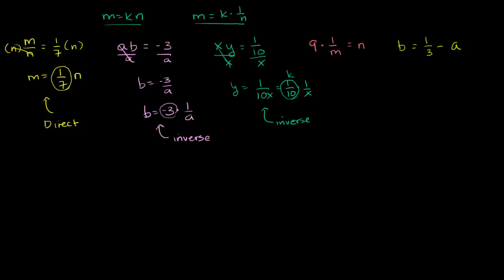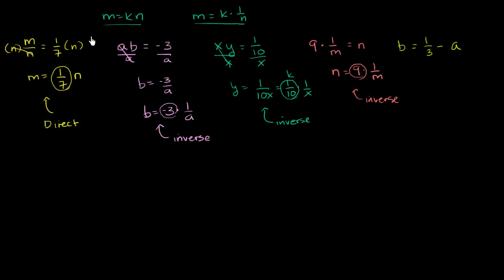Let's do this one over here. 9 times, let me go to that same orange color, 9 times 1 over m is equal to n. So this one's actually already done for us. And it might be a little bit clearer if we just flip this around. If we just flip the left and the right-hand side, we get n is equal to 9 times 1 over m. n is equal to some constant times 1 over m. So n varies inversely with m. Inverse. And remember, if I say that n varies inversely with m, that also means that m varies inversely with n. Those two things imply each other.